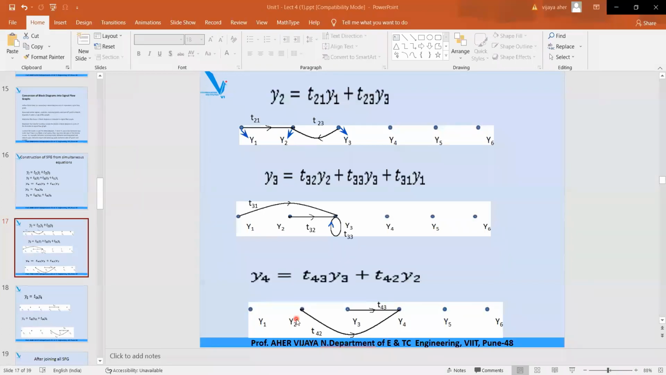T42. So you have to connect a branch between Y4 and Y2, and the path is a forward path because the positive sign is here. So you can write it like this. This is the branch connected between Y2 and Y4 with transmittance T42 and a plus sign, so forward path towards Y4. So this is how you can draw the signal flow graph for this equation. Got it?